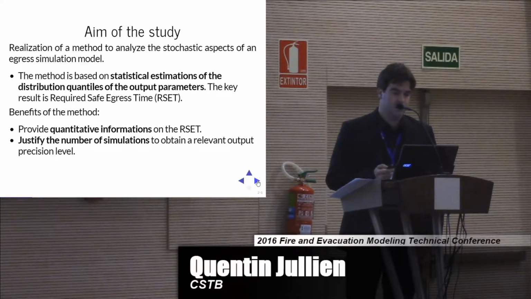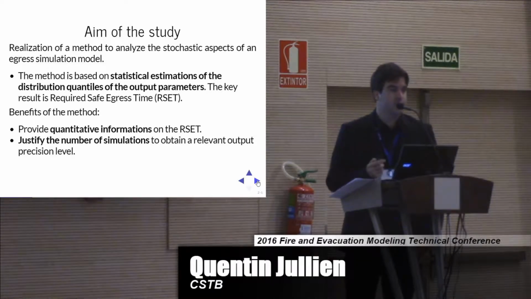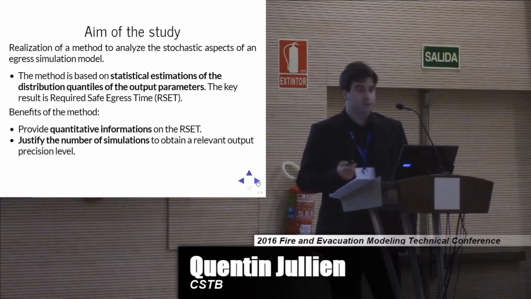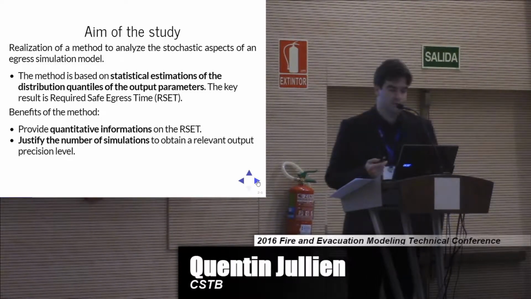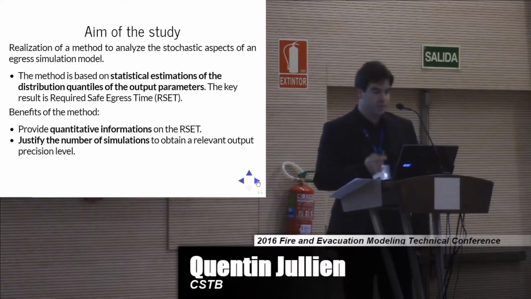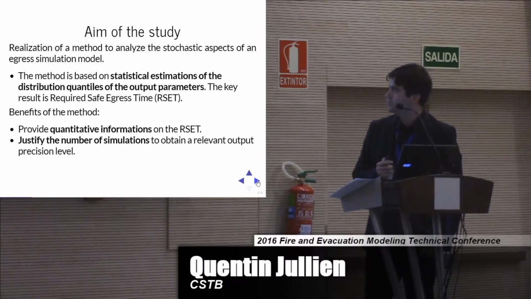Thus, the aim of this study is to create a method to analyze the stochastic aspects of an egress simulation model. The key point is that the method is based on statistical estimation of the distribution quantiles of the output parameters. The result considered in most studies is the RSET, and it will be the case in this study. The RSET is the required safe egress time, in other words, the time taken by an occupant to evacuate a building safely. The benefit of this method is to provide quantitative information on the RSET and to justify the number of simulations needed to obtain a relevant output precision level.